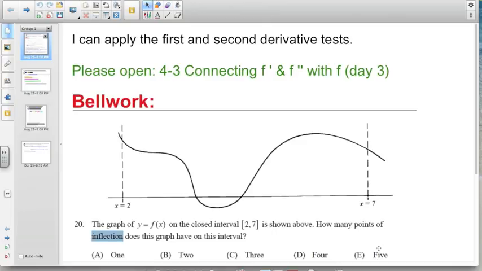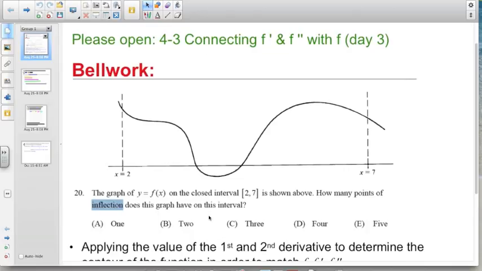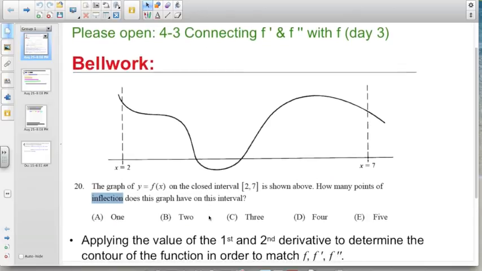All right. Happy Tuesday, everybody. Try that. I'll give you about a minute at your table. Try to answer that multiple choice question. Come to consensus at your table.